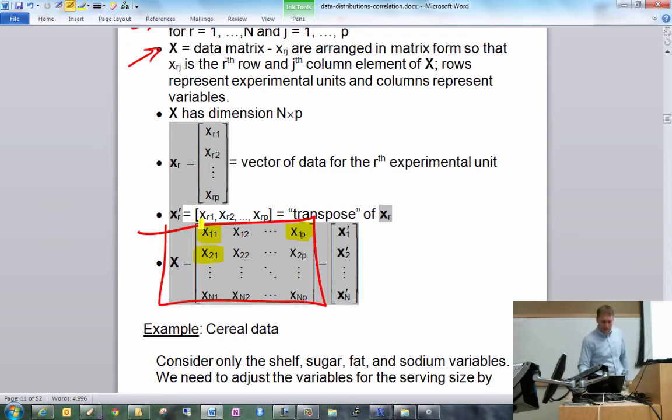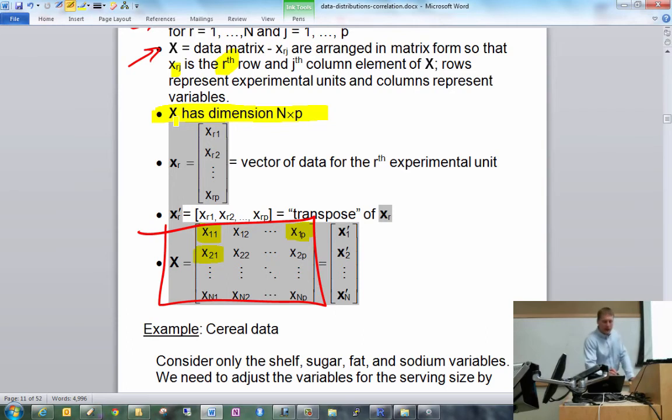Notice also why I'm using r. Because r, that first index, represents row, as in R-O-W, row. Perhaps I should have used c for columns, but I didn't do that. Didn't think far enough ahead. So X is going to have a dimension of n by p.